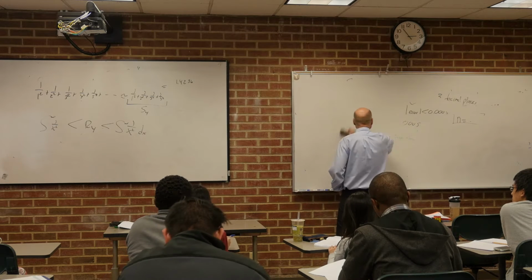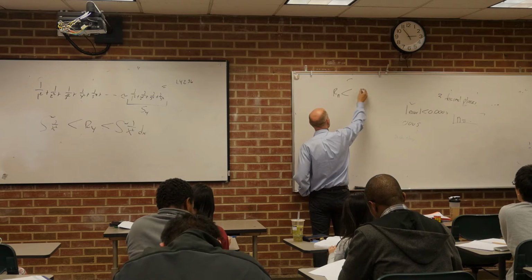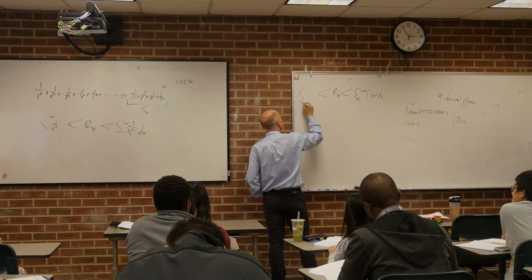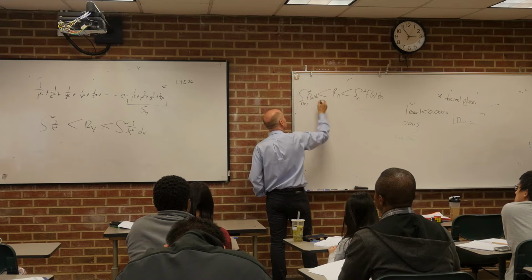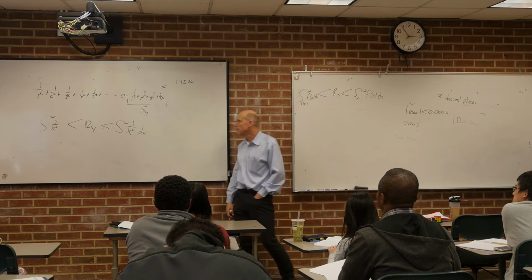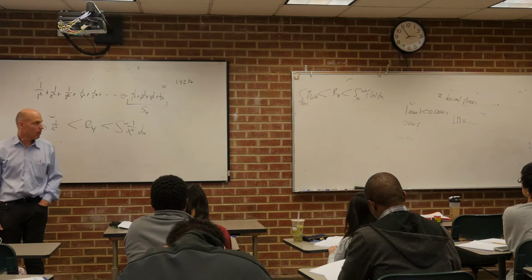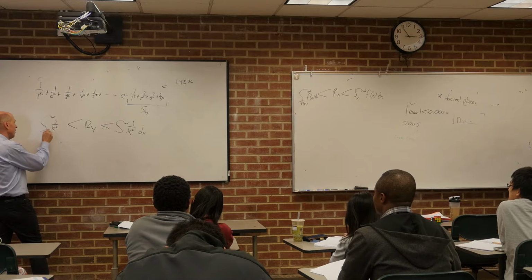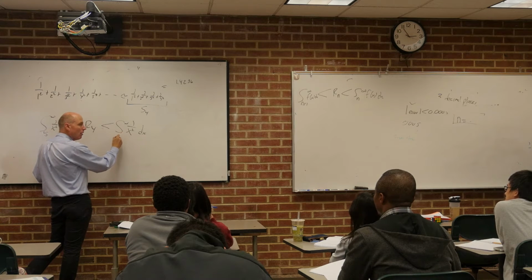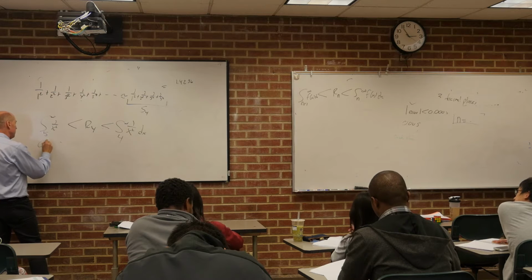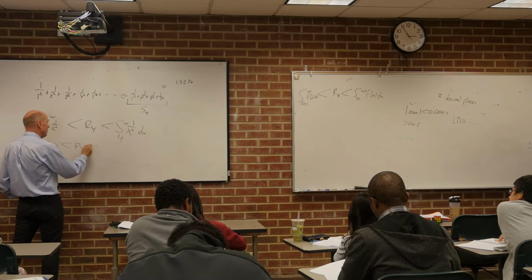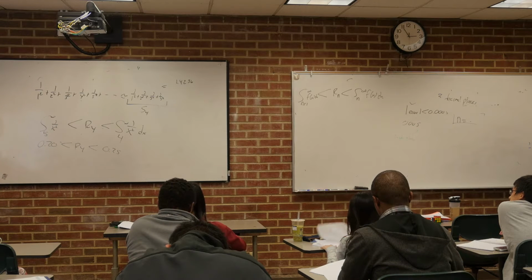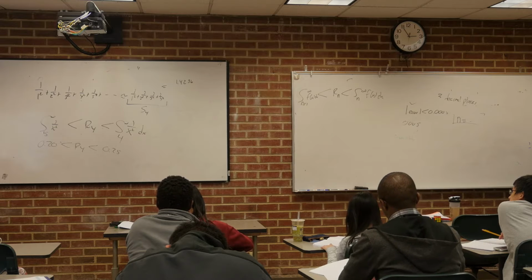Gentle reminder about the error bounds. R is smaller than the integral from n to infinity, and bigger than the integral from n plus 1. So for our particular example, what's the lower limit on the right? 5, and the lower limit on the left? 4. So we know R4 is between 0.20 and 0.25.